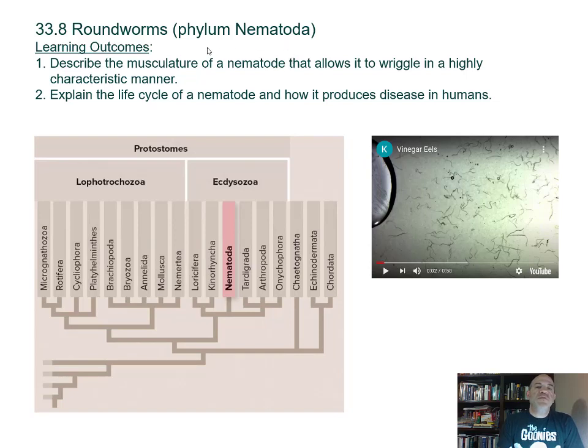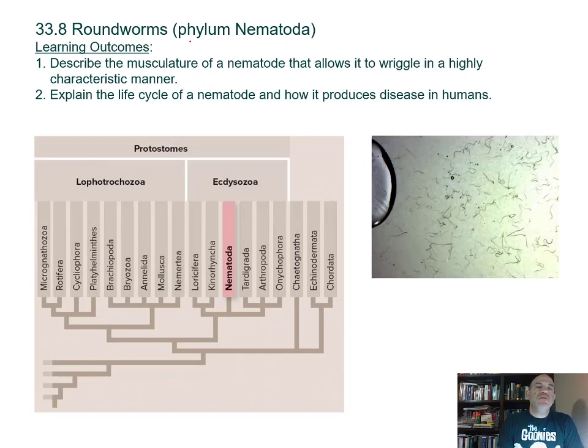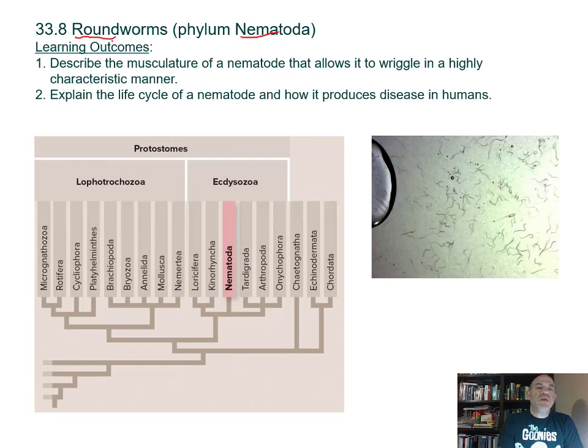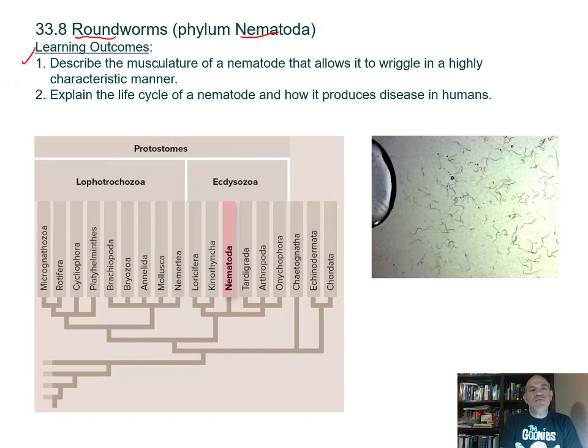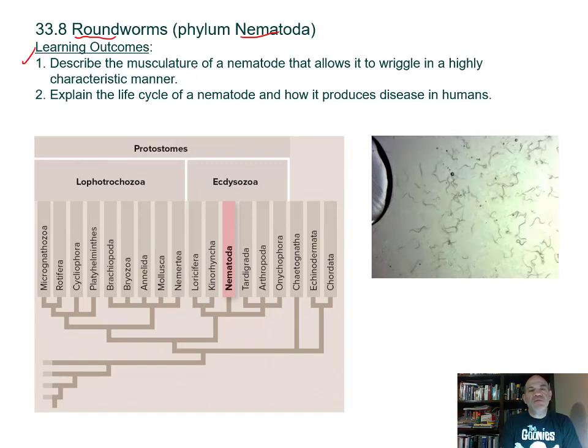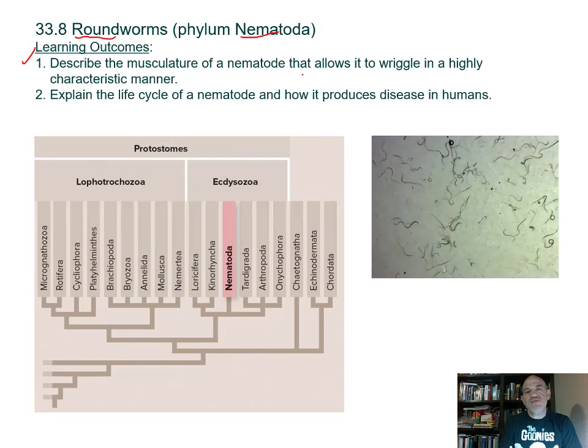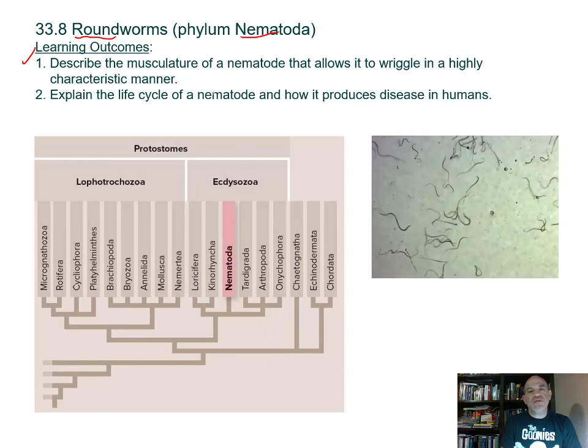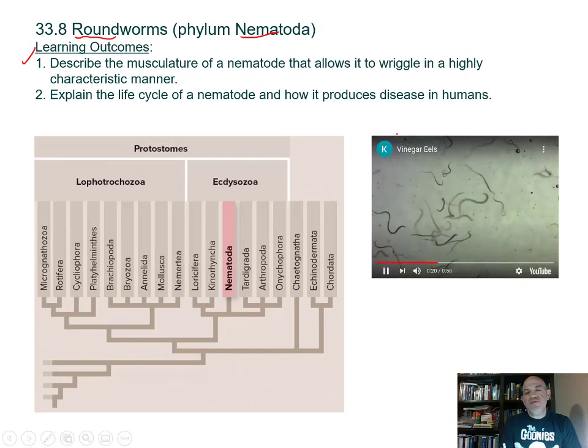So this group here, we're going to look at a phylum called Nematoda, and they're commonly called roundworms. They don't have segmentation. So your learning outcomes for the Nematoda are to describe the musculature of nematodes that allows it to wriggle in a highly characteristic manner. You can see they seem to just wave back and forth.